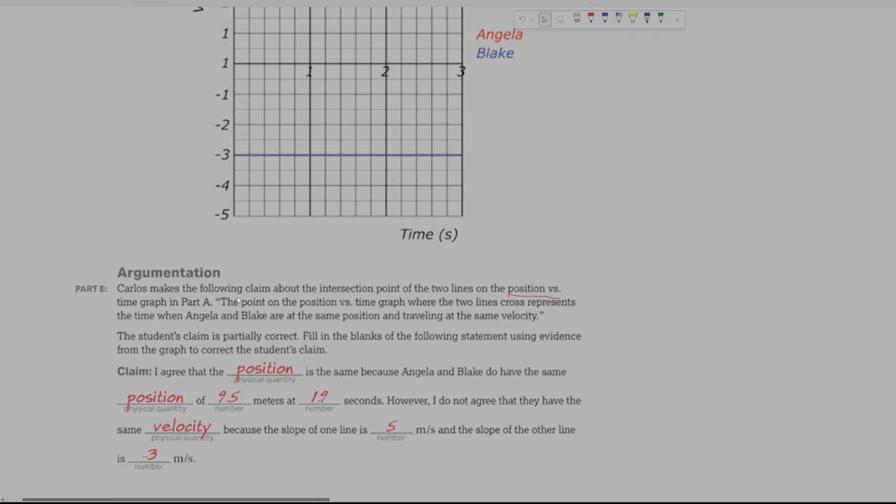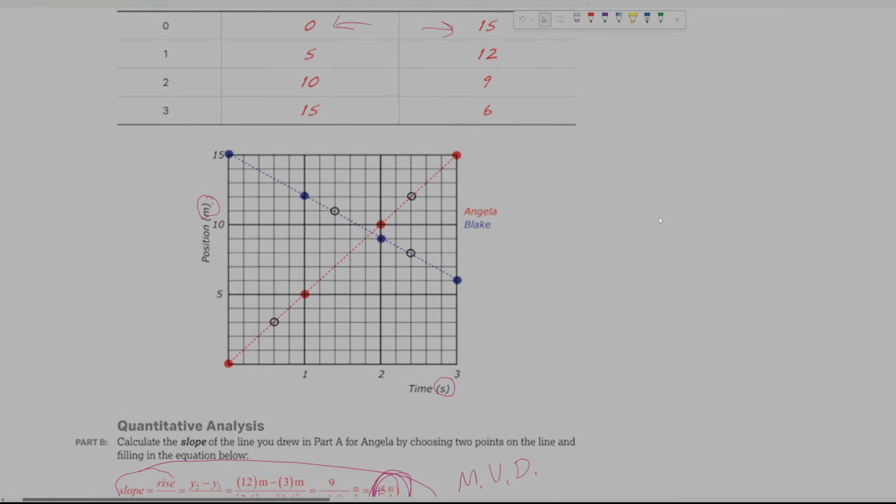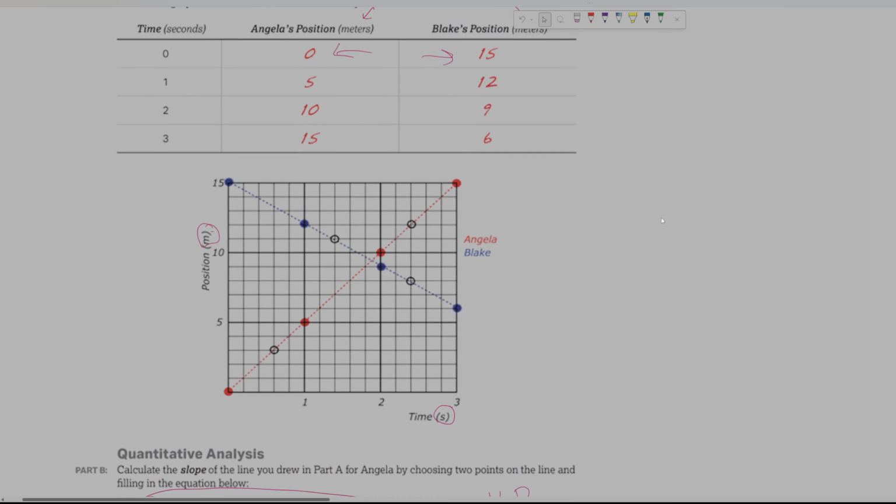Part A. So the point on position versus time graph where the 2 lines cross represents the time when Angela and Blake are at the same position and traveling at the same velocity. I'm going to scroll back up there just to show what they're talking about. So they're talking about where the X meets. Let me just pick a different color here. They're talking about this intersection right here.